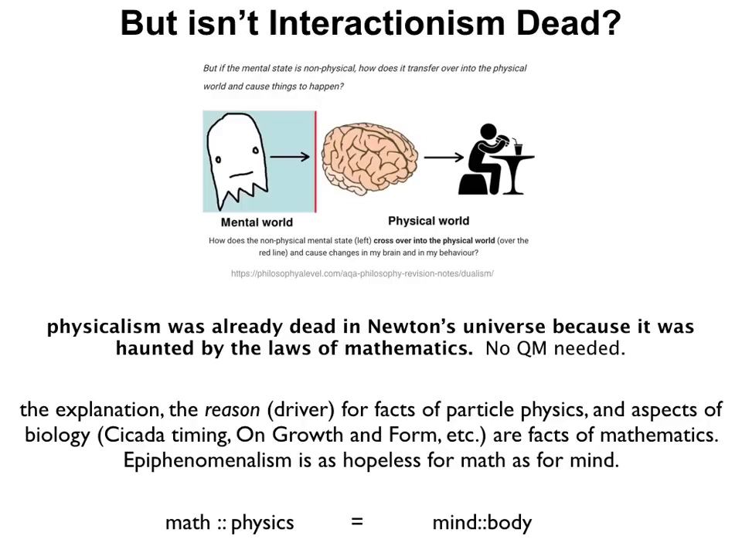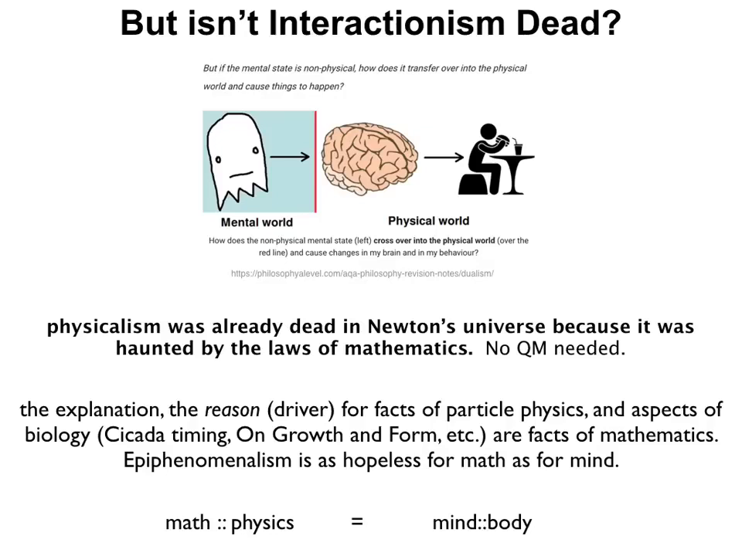constrain and enhance things that happen in this physical world. In that sense, physicalism was already dead even in Newton's boring kind of classical universe. We didn't need quantum mechanics, because that universe is already in an important way haunted by the laws of mathematics. In the way that I explained, if you start asking why, you eventually end up in the realm of facts about mathematical objects and mathematical structures, not physical ones. So we already knew that this was the case.